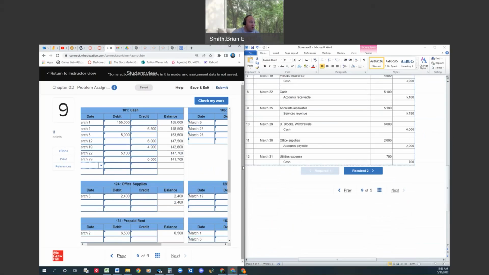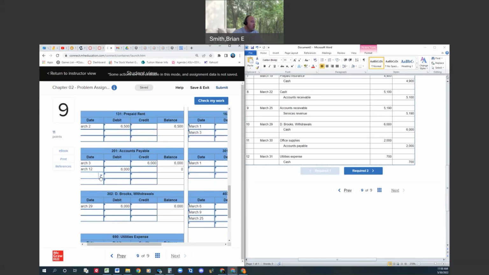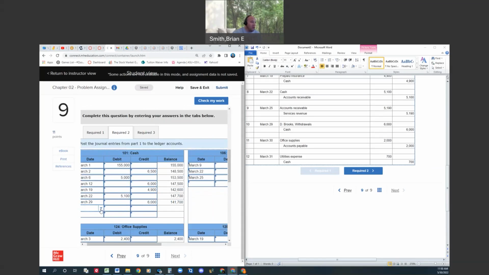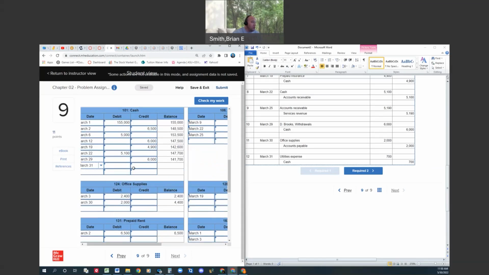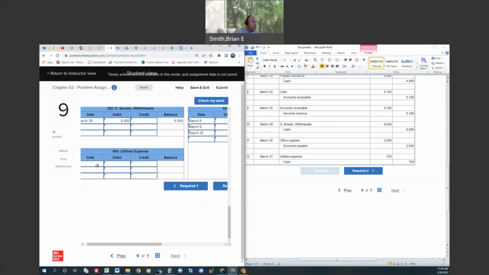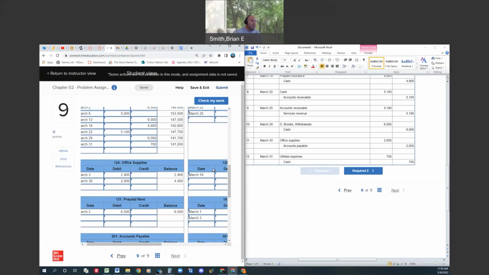All right, March 30th, office supplies. So March 30th, office supplies increases by 2,000, and our accounts payable is going to increase on March 30th by 2,000. And then we pay cash for utilities. So let's do that on March 31st. Okay, 700, and then our utilities expense is down here. And we're debiting that for 700. Let's make sure I've credited cash. Okay, good. All right, so now we're done here.